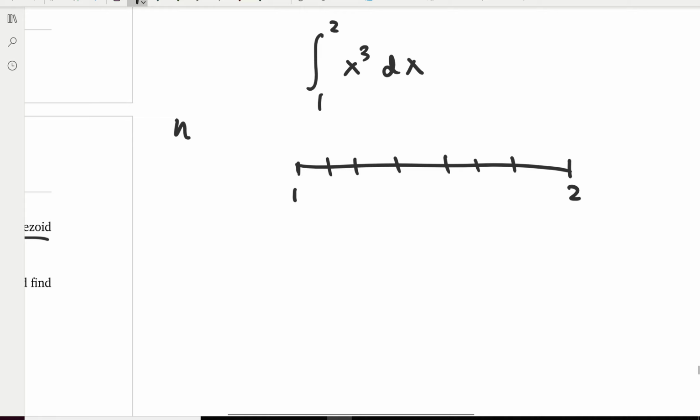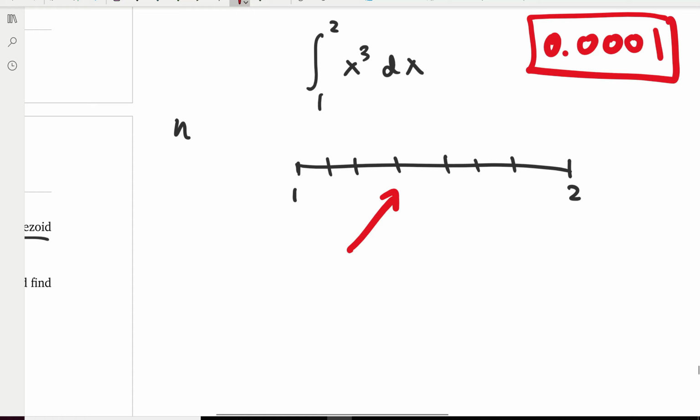Question says that you want to divide this big interval into n subintervals so that the error is actually smaller than 0.0001. That's the accuracy. You want this much accuracy. That means the error should be smaller than 0.0001. Again I'm saying you want to know how many subintervals you want to ensure that if you use trapezoid or midpoint rule, you get an error less than this amount.